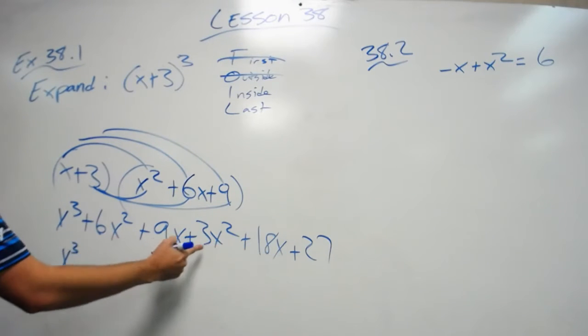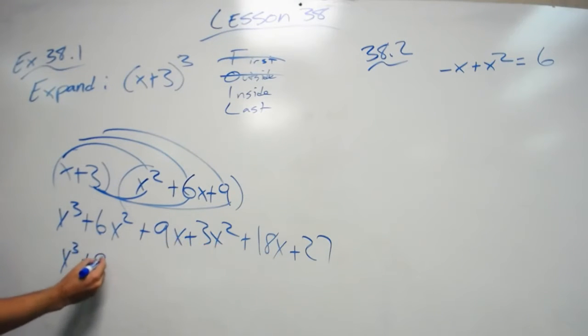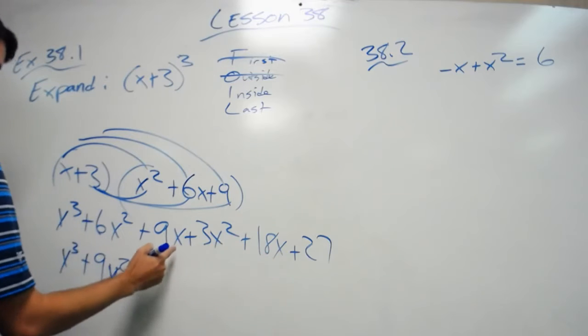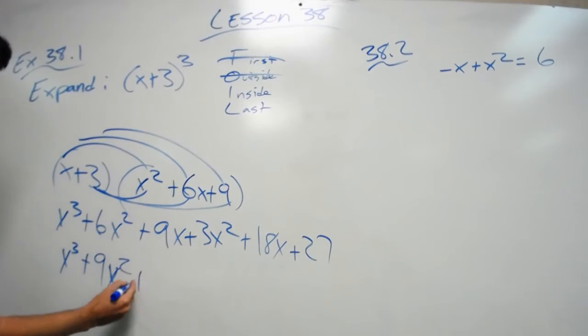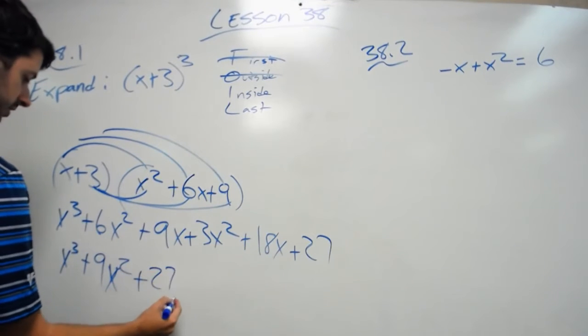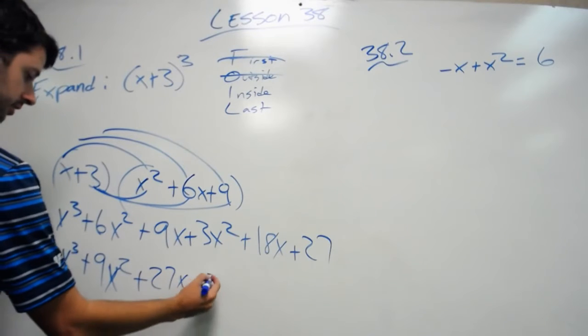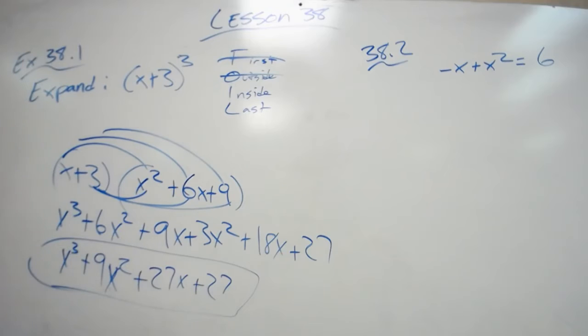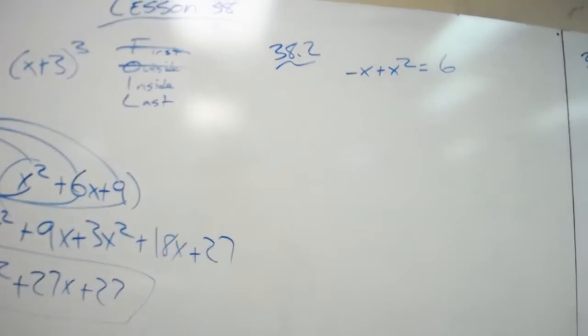Yes. 6 and 3 add up to be 9. Then tag along the x squared. Are there any more x's? We got 9 and 18. So 9 and 18, 27. Bring along the x plus that 27. So that would be your answer, and that is how you expand. It's a pretty long answer, but really not difficult math. You just got to make sure when you do (x + 3) cubed, you multiply x plus 3 times itself 3 times.